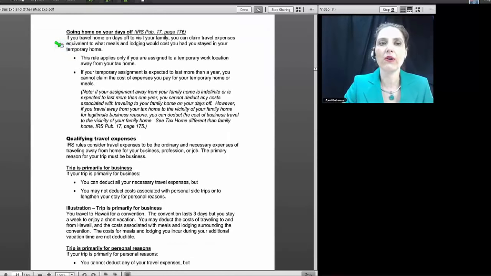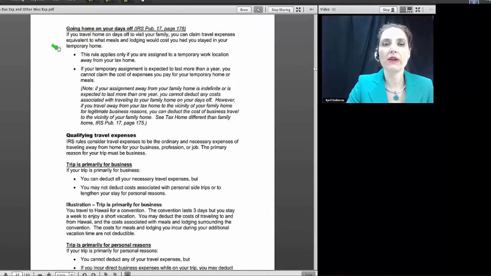So what about going home on your days off? This time we're looking at Pub 17, page 176. If you travel home on days off to visit your family, you can claim travel expenses equivalent to what meals and lodging would have cost you had you stayed in your temporary home. This rule applies only if you are assigned to a temporary work location that is away from your tax home. If your temporary assignment is expected to last more than a year, you cannot claim the cost of expenses that you pay for your temporary home or meals.